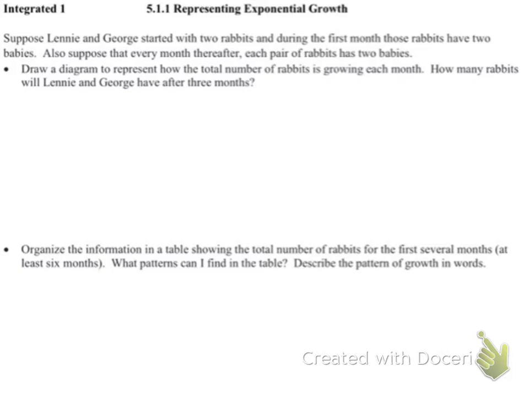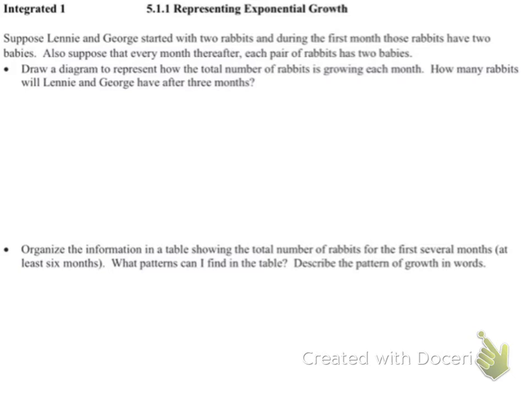All right, so here we have a situation. And we're going to take a look at the situation here. So we've got Lenny and George. They're going to start with 2 rabbits. And then during the first month, those rabbits have 2 babies. We're going to suppose that this happens every month from here on out. So every pair of rabbits is going to have 2 babies.